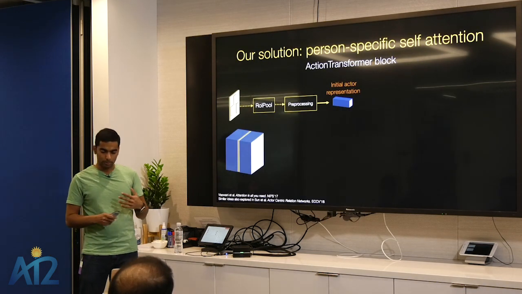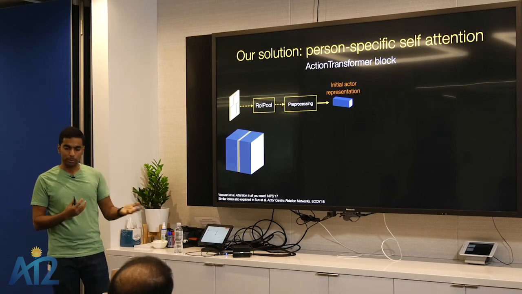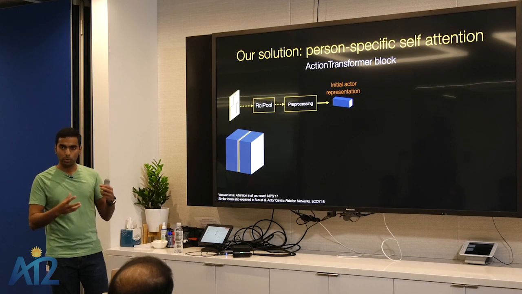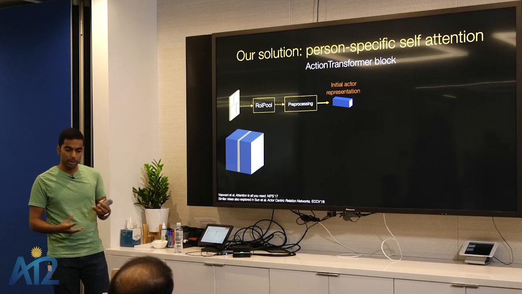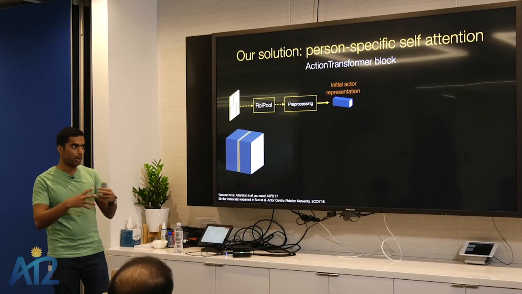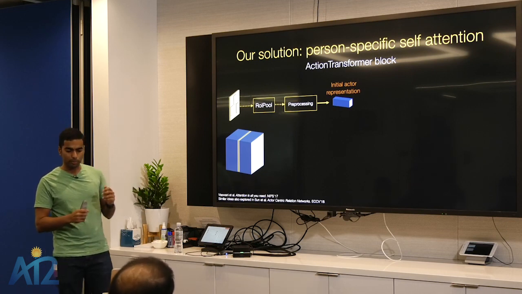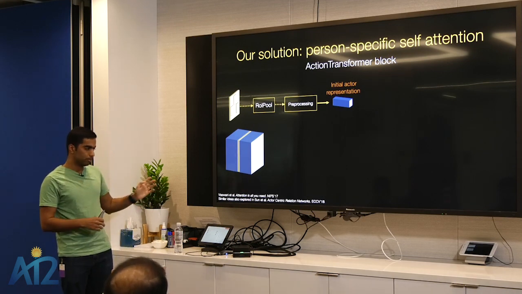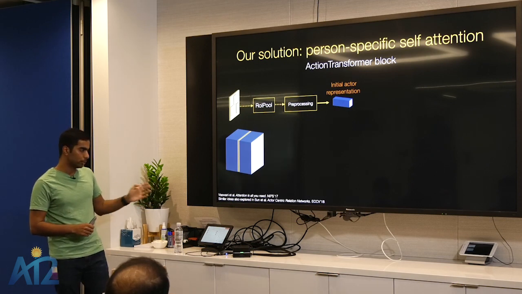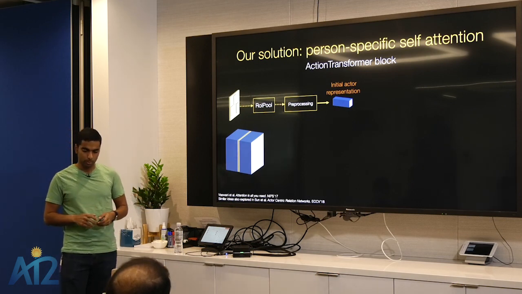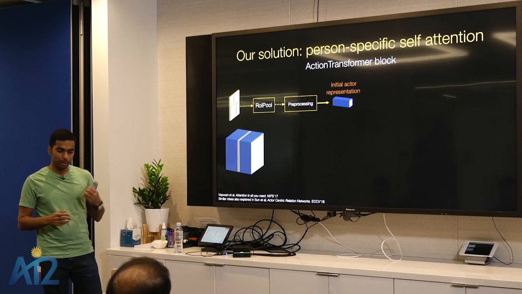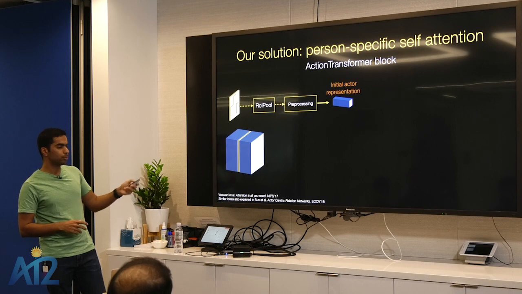Okay, so our solution for that is basically what we call person-specific self-attention. The idea is that since we are trying to recognize a person's actions, we use that person as a means to query parts of the video that are useful for recognizing that person's actions. This is an idea very similar to the transformer network, which was used in Attention Is All You Need from NIPS 17, and there were also some other related works in this direction, which have also shown some positive results.